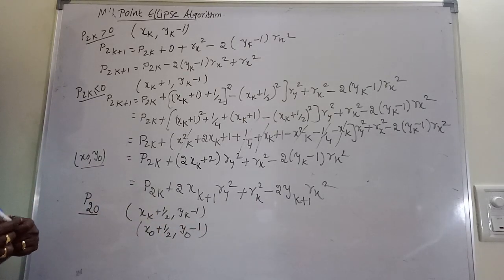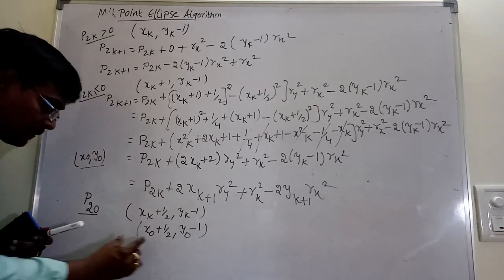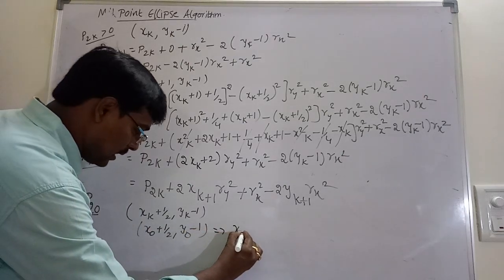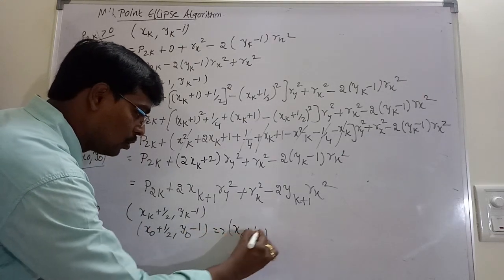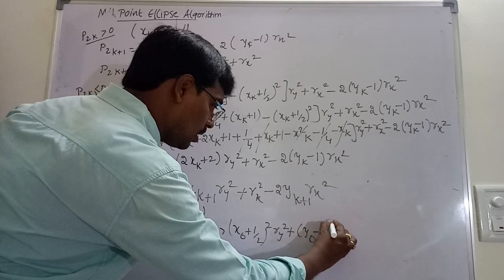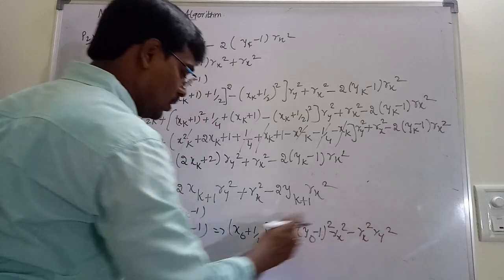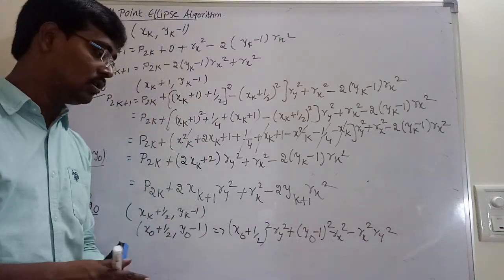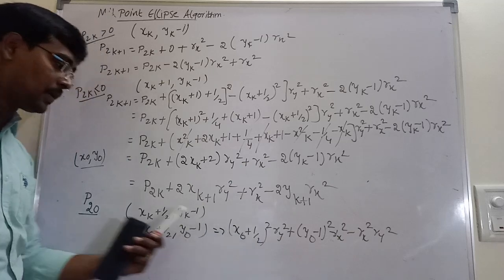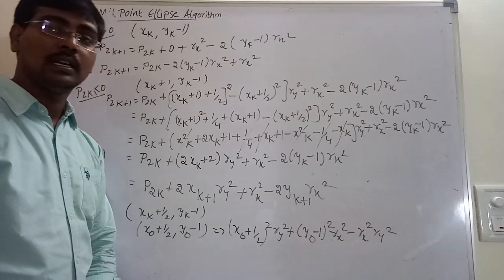Again similar procedure. Substitute x square into ry square plus y square into rx square minus rx square ry square. That means simply (x naught plus half) whole square into ry square plus (y naught minus 1) whole square into rx square minus rx square ry square. Whenever we know x naught and y naught values, we are identifying the initial decision parameter for region 2. This is the midpoint ellipse algorithm. Next we will consider an example.